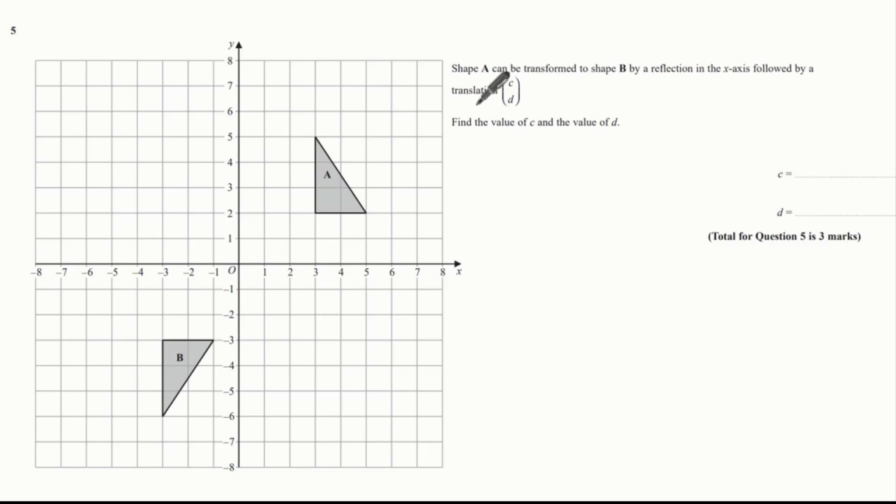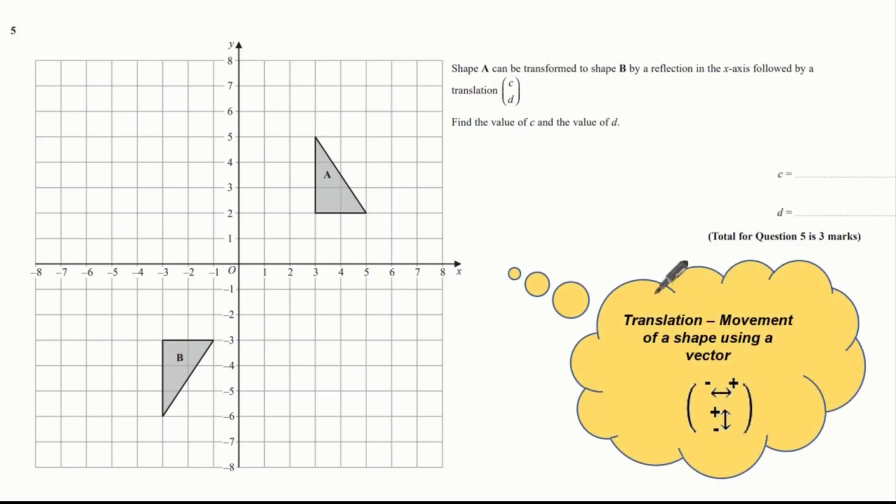Now remember the keyword translation. Well, a translation is a movement. Remember we use a vector to instruct this movement. The number on the top indicates if we're going left or right. The number on the bottom indicates if we're going up or down. Remember, if the number on the top is negative, we're going left, and if the number on the top is positive, we're going right. If the number on the bottom is positive, we're going up, and if the number on the bottom is negative, we're going down.